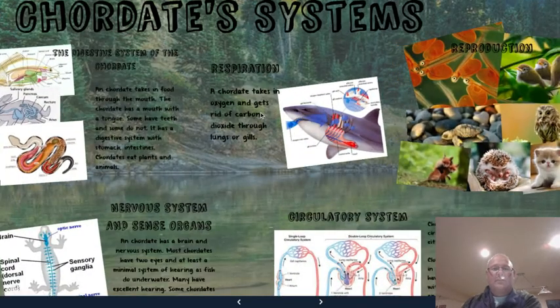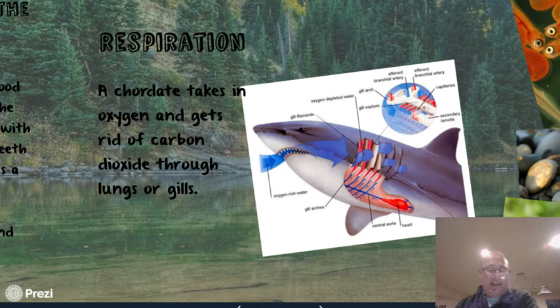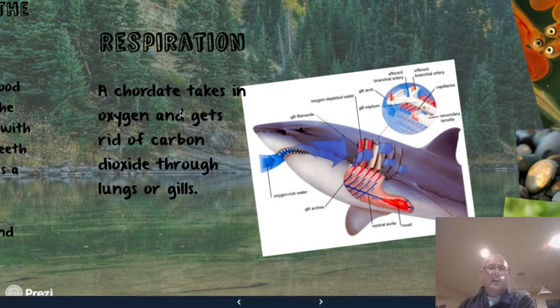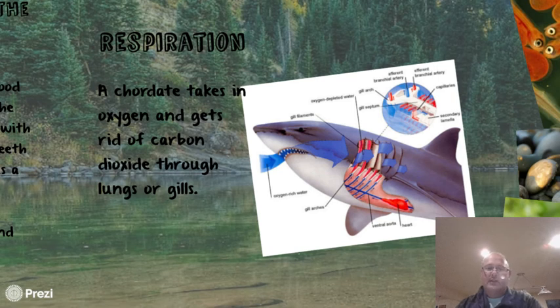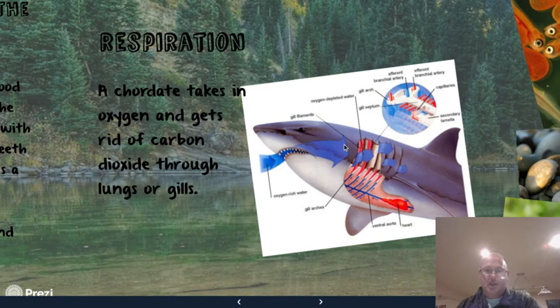So speaking of some of these systems, respiration. There's got to be gas exchange, just like in plants. The chordate takes in oxygen and gets rid of carbon dioxide through their lungs or their gills. Obviously, fish are going to use gills, so they take in that oxygen that is dissolved in the water. They run it over the very fine gills of their respiration system, and they exchange that with carbon dioxide.